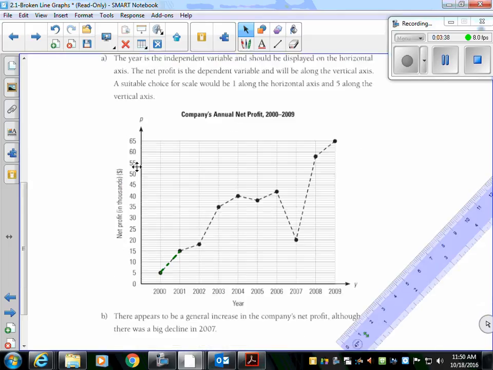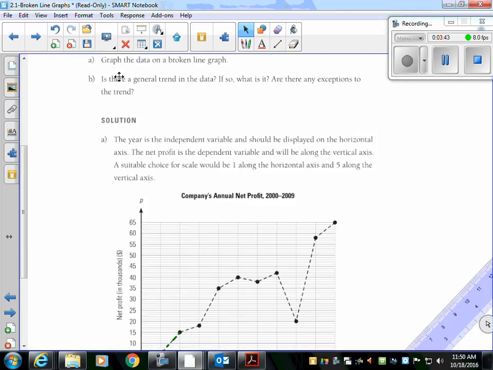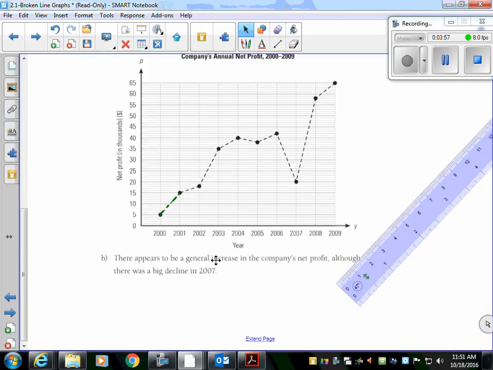depending on what kind of data you have, will tell you what you need to put in. Okay, so once you've got a graph, there's a question. It says, is there a general trend in the data? If so, what is it? Are there any exceptions? Well, generally, it looks like their net profit is increasing as the years go out, right? It appears in general we're increasing because from start to end, we're going up in the graph world.